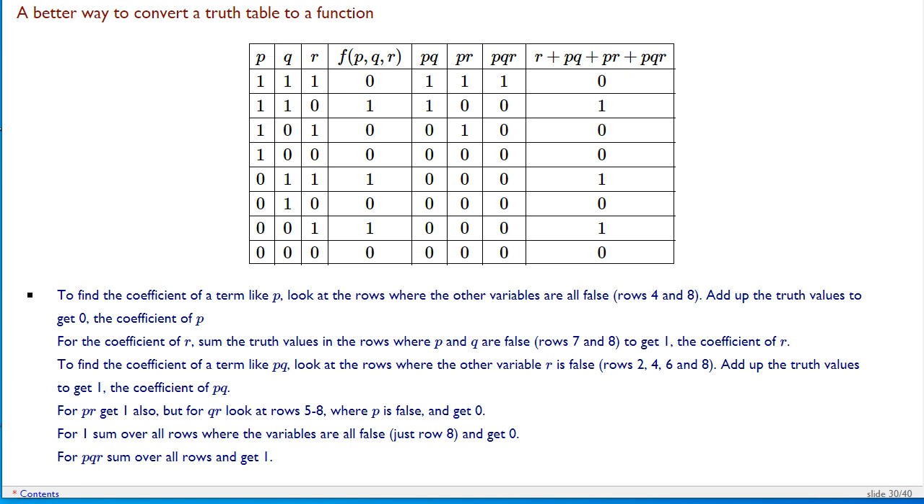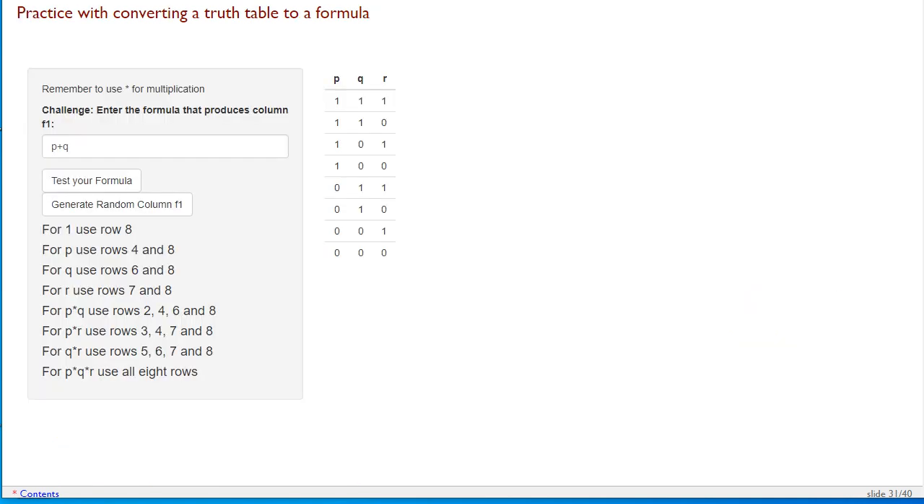And now here is another shiny app that does this. Let's see if I can get this right on the first try. I click that button and generate a random fourth column, F1, and my challenge is to write a formula that will produce that column.